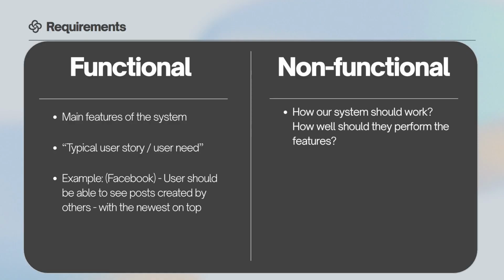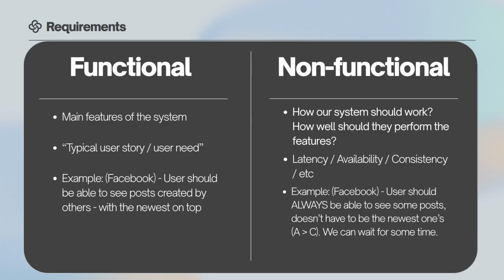And when it comes to the non-functional ones, we are not asking about the features, we are asking about the how. So how well should we do some features? How our system should work? And mainly here we are concerned about latency, availability, consistency. Those are the basic things that you can talk about here. There are of course many more, but here we are going to talk about kind of an overview.